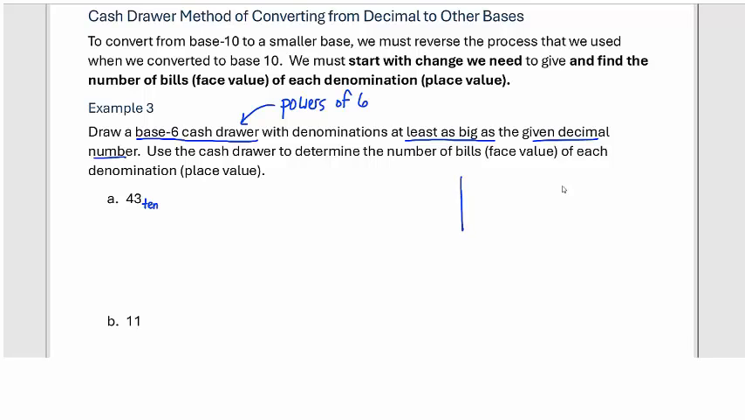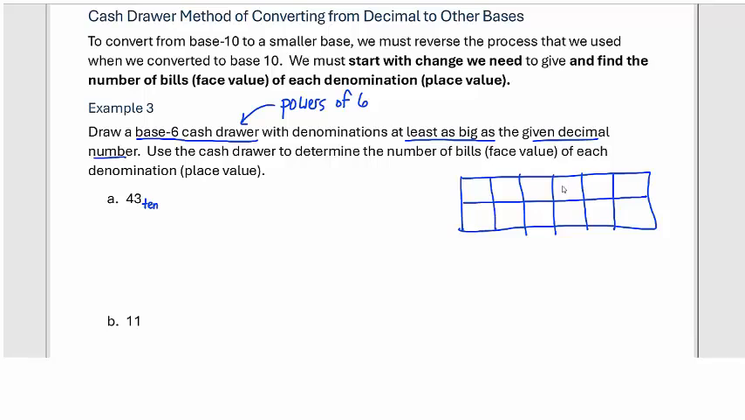I'm going to draw off to the side a cash drawer. I'm going to make 2 rows because it's easier to list the powers first, and then we evaluate those powers as needed. Here's what I mean. In my cash drawer, I'm going to have a slot. By the way, we always start on the right with a power of 0. That gives us our $1 bill, which every cash drawer has to have. So we're going to have, in this case, 6 to the 0. That gives us our $1 bill.